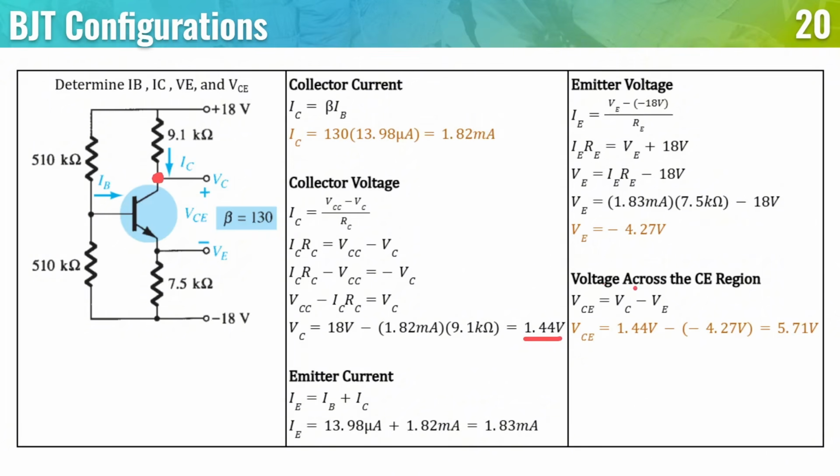Lastly, looking for the voltage across the CE region, if we already had the VE earlier of negative 4.27, then VCE is equal to 1.44 minus negative 4.27. Again, the negative signs should cancel out. They should become a plus together. So you can expect VCE is larger. So it is 5.71 volts. And that's pretty much it for BJTs.